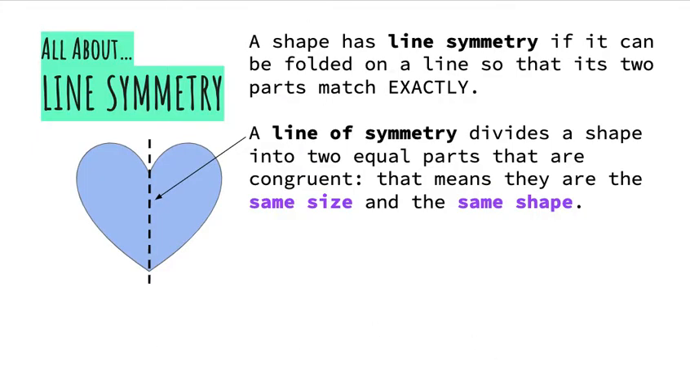A shape has line symmetry if it can be folded on a line so that its 2 parts match exactly. A line of symmetry divides a shape into 2 equal parts that are congruent. That means they are the same size and the same shape.